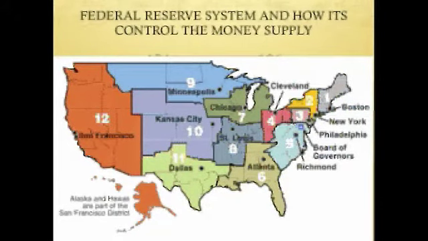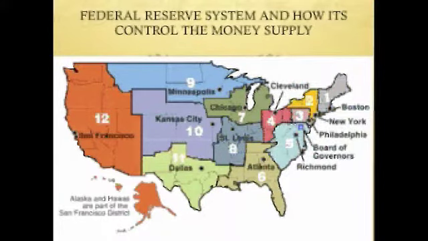The Federal Reserve System and how it controls the money supply. Founded in 1913 by an act of Congress, the Fed is the central bank of the United States. The Fed is a complicated institution with many responsibilities, including the regulation and supervision of over 5,000 commercial banks.